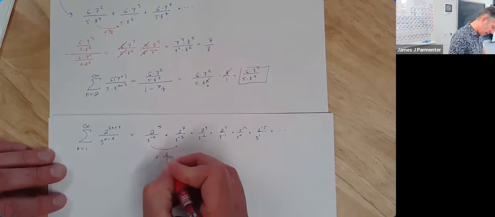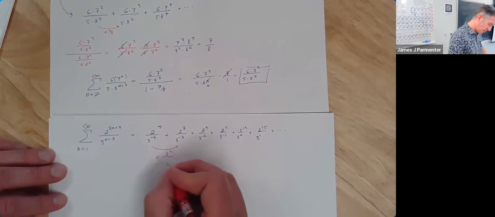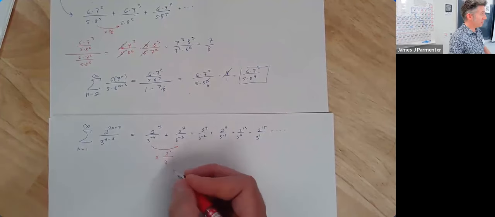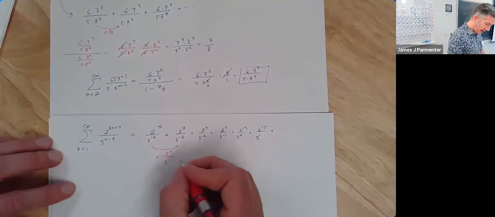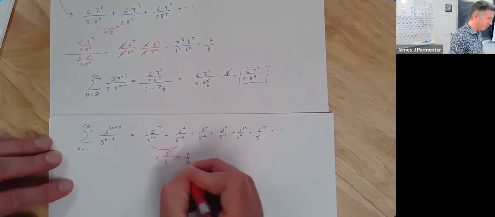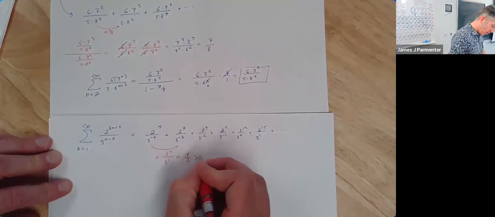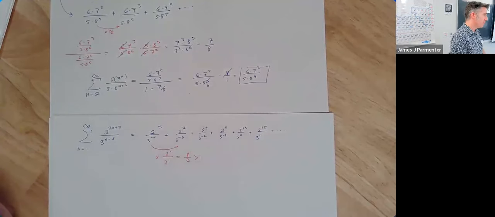Right. And the bottom by 3 to the, well, yeah, 3. I was going to say 3 to the first, but 3 is also correct. And that is equal to 4/3, which is bigger than 1. So this series diverges.